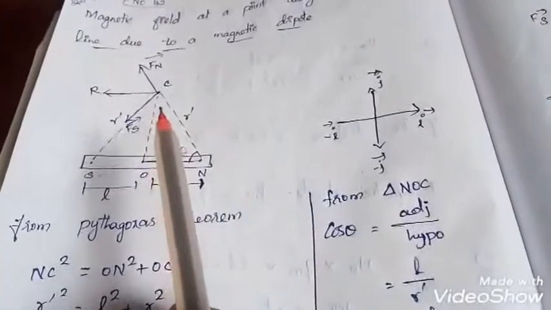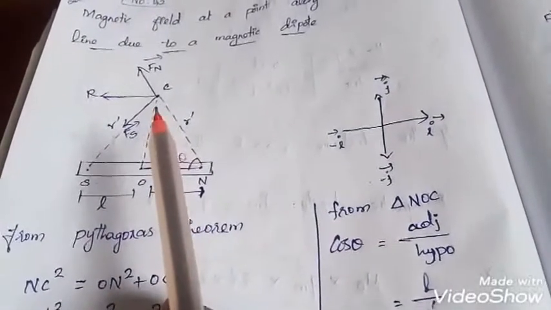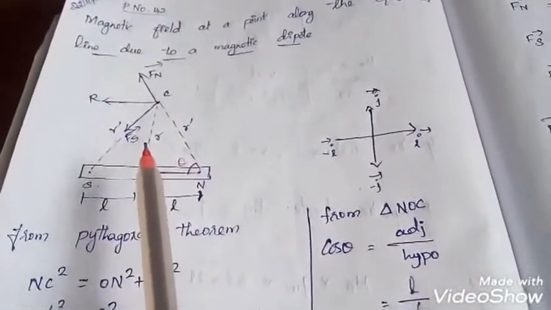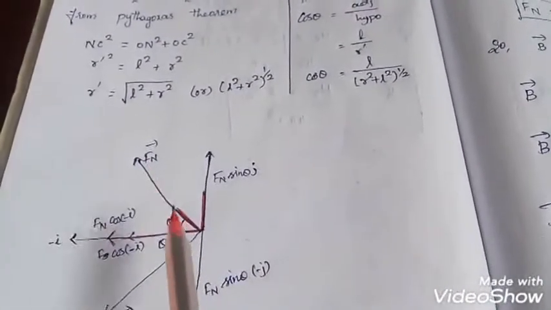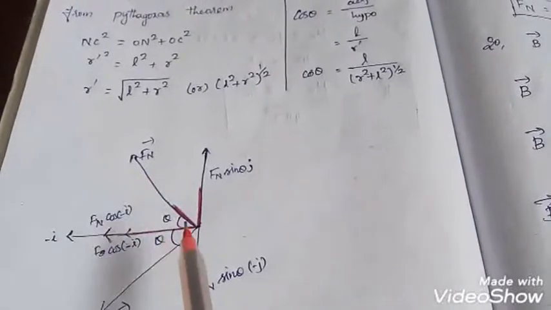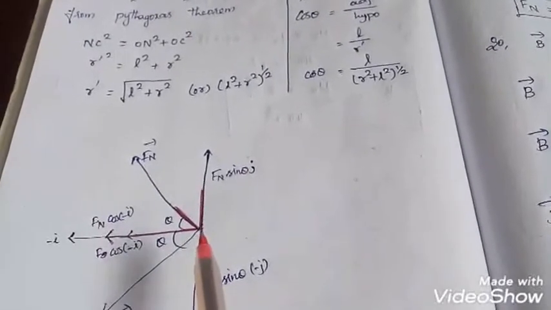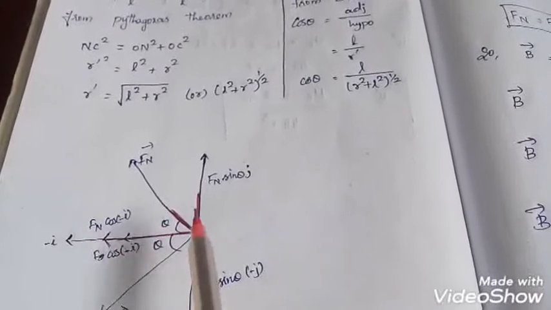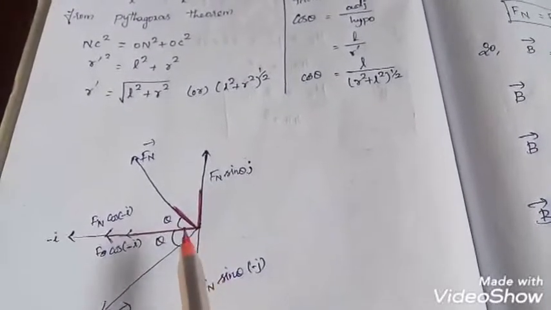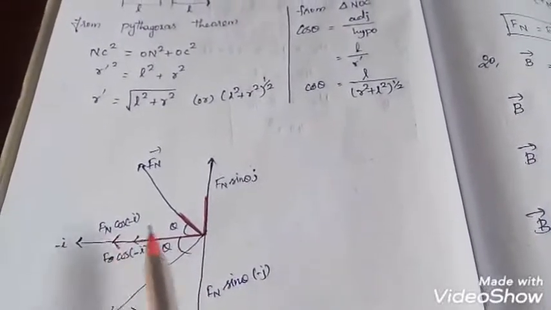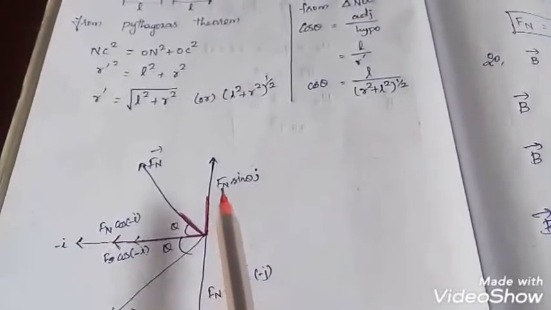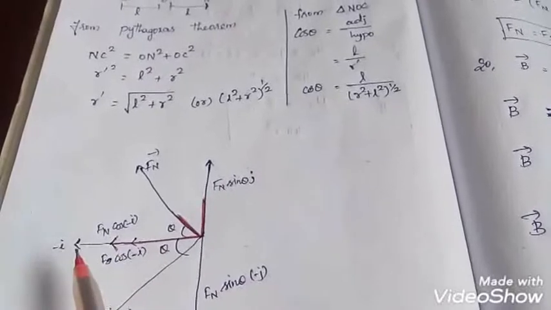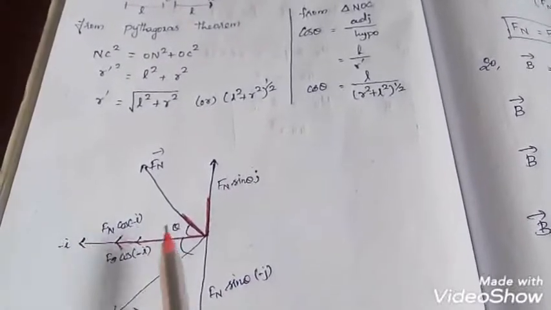We draw the components of North Pole and South Pole force. The force of N, that is the North Pole direction, we draw the component in horizontal and vertical direction. The horizontal component is Fn cos theta and vertical is Fn sin theta. This is the positive direction, this is negative direction.